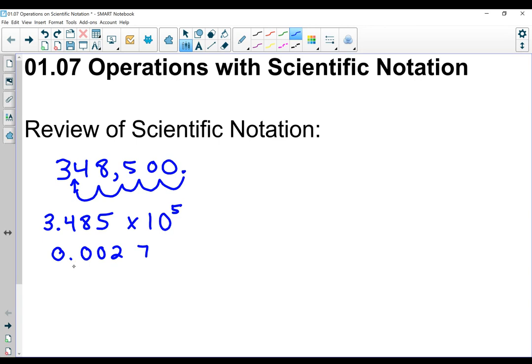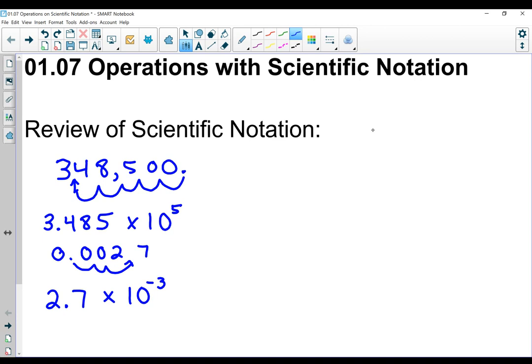direction. So here I'm moving the decimal 1, 2, 3 places because I want it to be between the 2 and the 7. I want there to be one digit before the decimal. 2.7 is a number between 1 and 10. And I would write this times 10 to the, and because I moved it 3 places to the other direction because I had a small number, it will be the negative 3rd power.